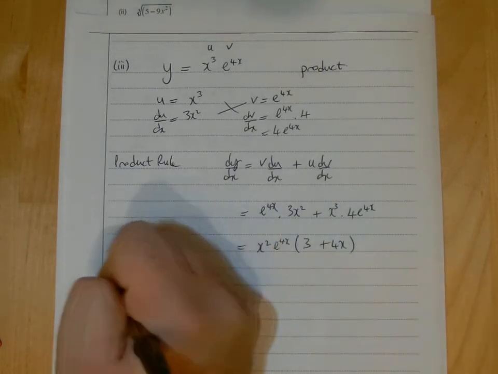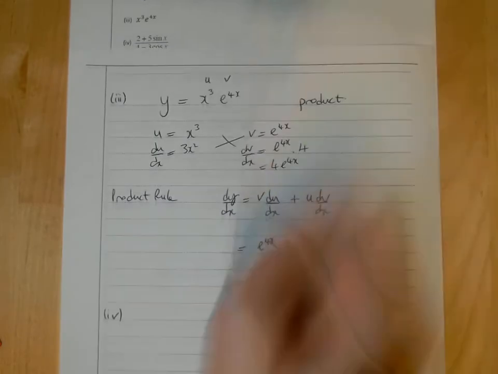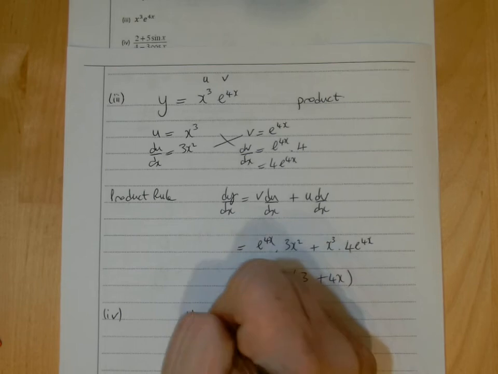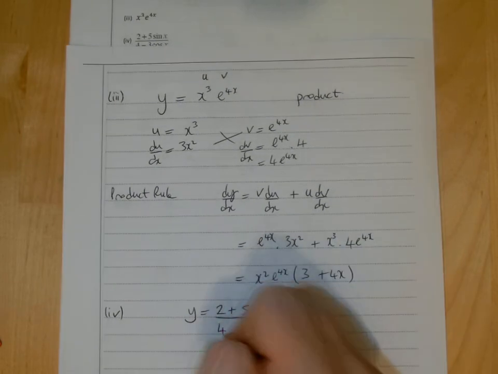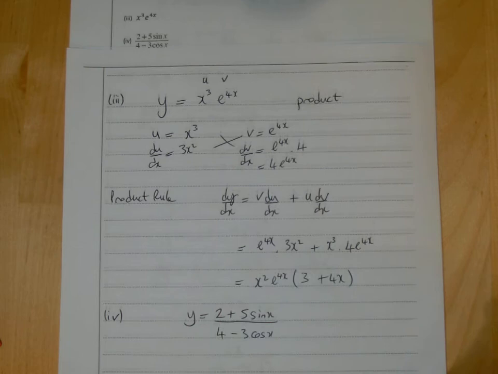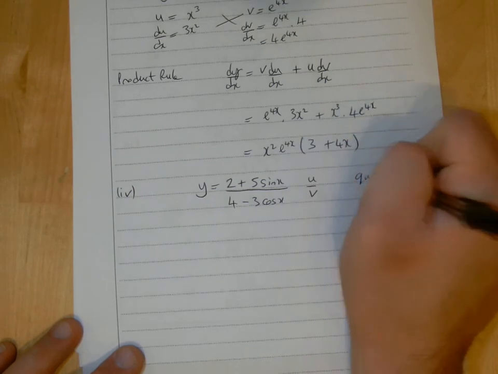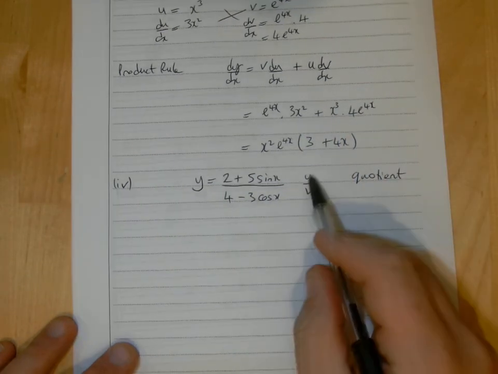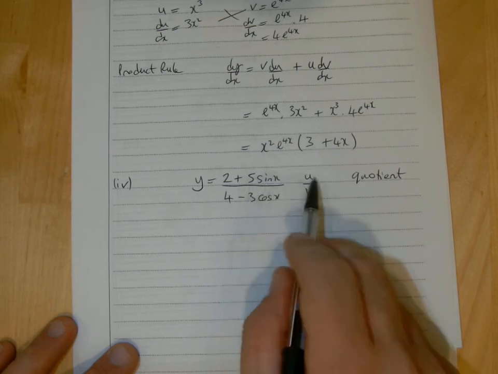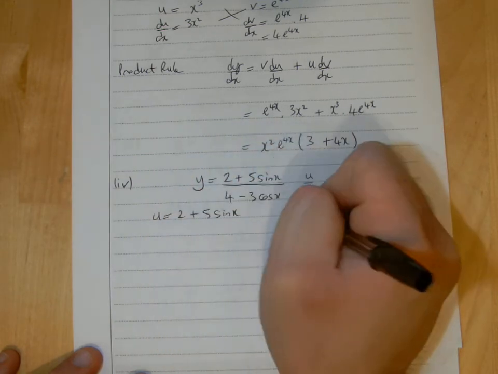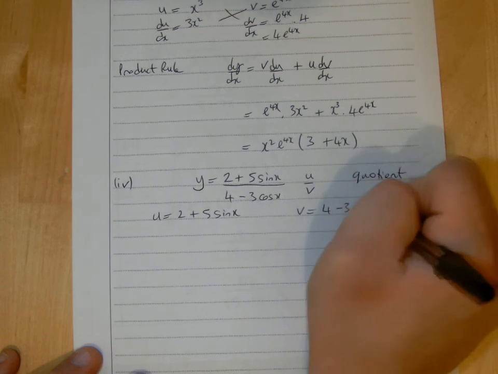Okay, so with the last part then, we've got a quotient to do. So we've got to be careful here. We've got (2 plus 5 sin x) over (4 minus 3 cos x). Because it's a quotient, it just means divide. Top line is u, and then bottom line is v, going in alphabetical order. So u is 2 plus 5 sin x, v is 4 minus 3 cos x.